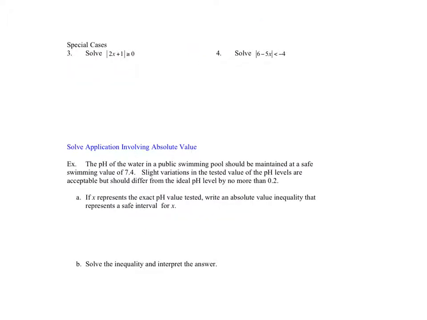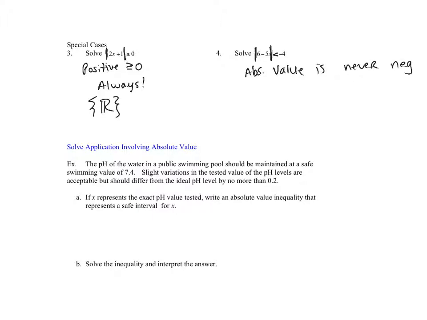Okay, let's look at a special case here. We've got when is the absolute value, and that's a positive number. So when is a positive number equal to 0 or greater than 0? That would be always. It's true for all reals. So there's our solution set is all reals. And then on this one, when is a positive number, that's that absolute value, when is that less than a negative? That would be never, because absolute value is never negative. So you would have no solution there, or that would just be the empty set.